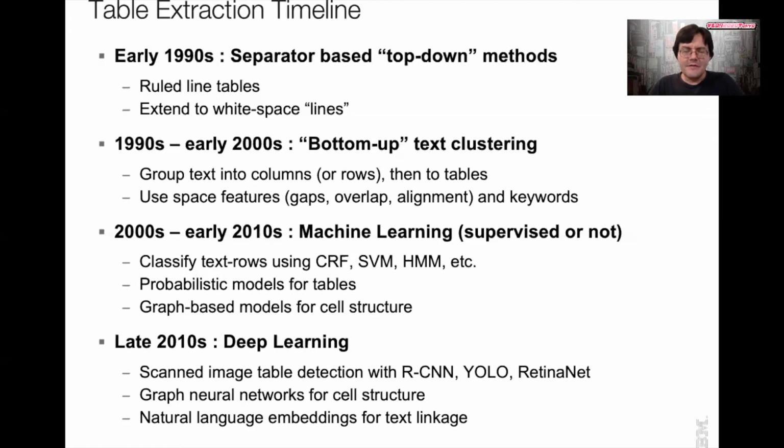Starting from the mid-2010s, deep learning became the algorithm of choice. One way to use deep learning is to take an image of the page and then use a convolutional neural network to detect regions that correspond to tables and cells. You can also use graph neural networks to identify rows and columns inside the table, and natural language embeddings to group text according to semantic relationships into cells.